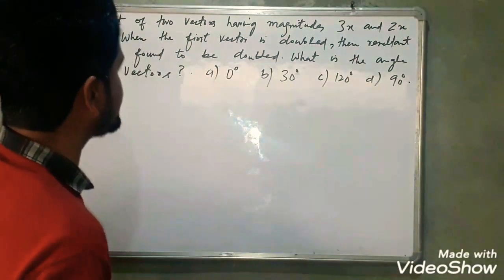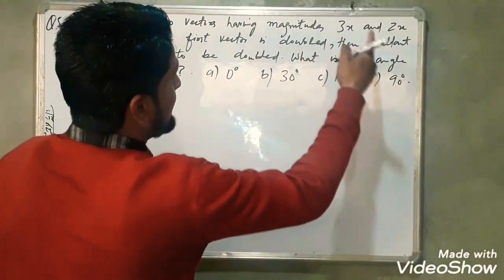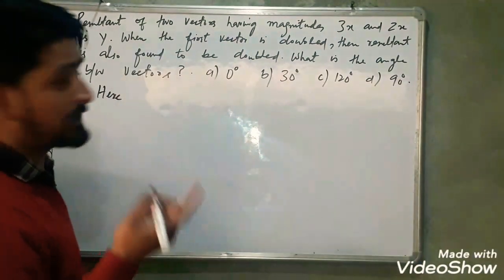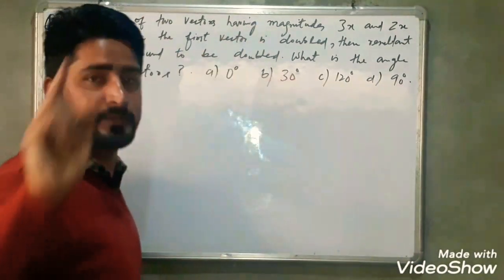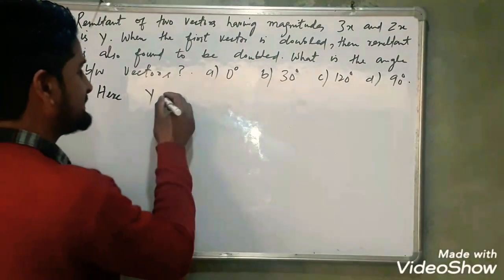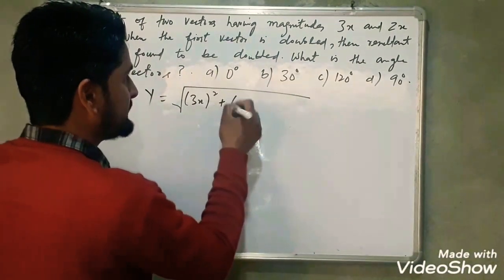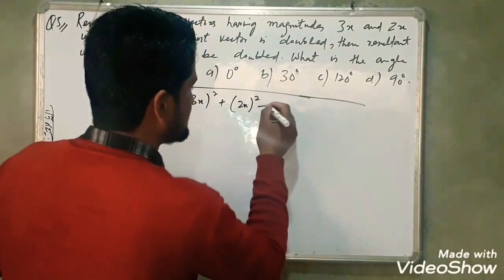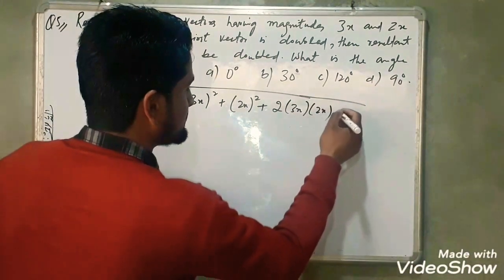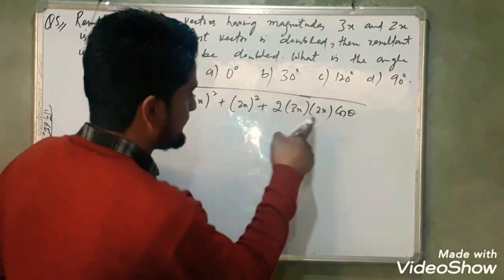Okay, तो यहां पे जो कंडीशन है, here we have दो वेक्टर्स का मैग्नीट्यूड 3x और 2x है, उनका जो रिजल्टेंट है that is y. How we get the resultant? R equal to under root of a square plus b square plus 2ab cos of theta. और यहां पर रिजल्टेंट क्या है? That is y equal under root of पहला वेक्टर क्या है? उसका मैग्नीट्यूड 3x है, so 3x square plus 2x square plus 2ab, that is 2 into 3x into 2x cos of theta. Okay, so it is a square plus b square plus 2ab cos of theta.